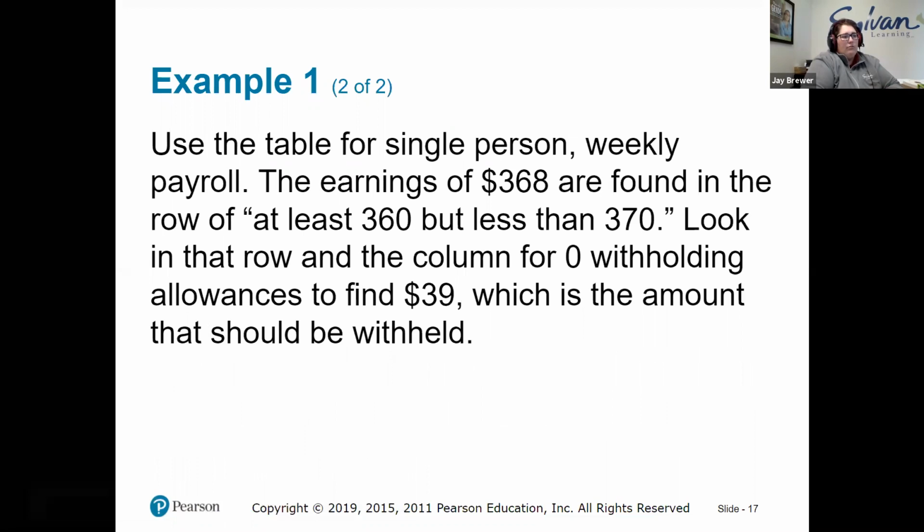Use the table for, and this is the stuff that you want to pay attention to, single person weekly payroll. The earnings of 368 are found in the row of at least 360, but less than 370. You'll understand that in a minute. Look in that row and the column for 0 withholding allowances to find $39, which is the amount that should be withheld.